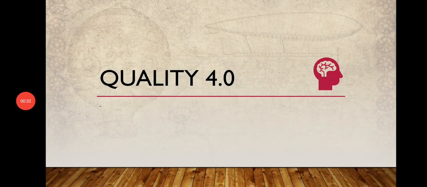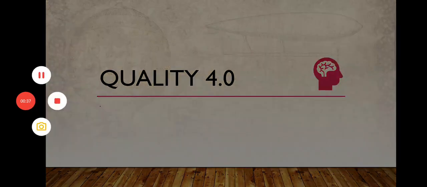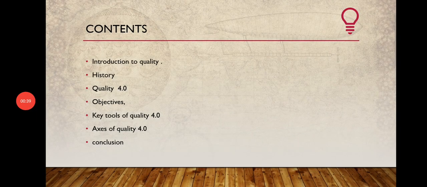Here is my topic called Quality 4.0. Now let us go into the presentation. These are the contents of my presentation. First is introduction to quality, and then history, Quality 4.0, its objectives, key tools of Quality 4.0, aspects of Quality 4.0, and finally its conclusion.